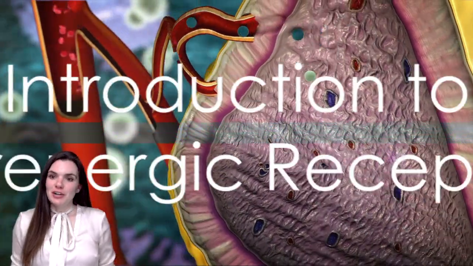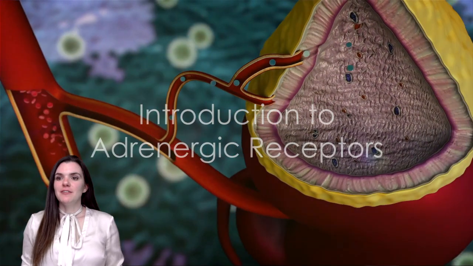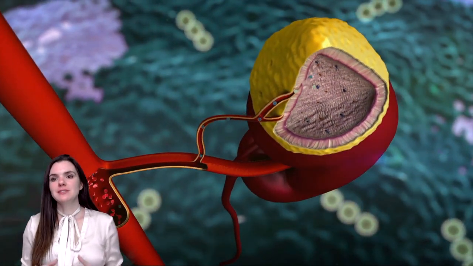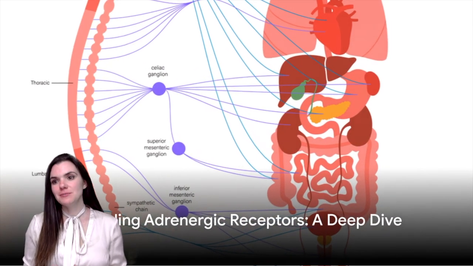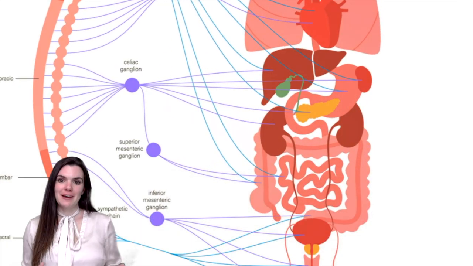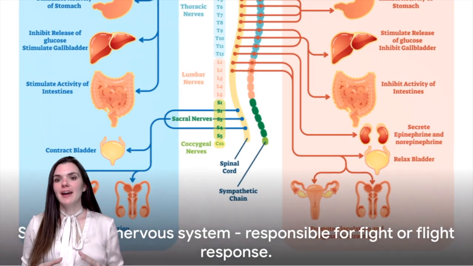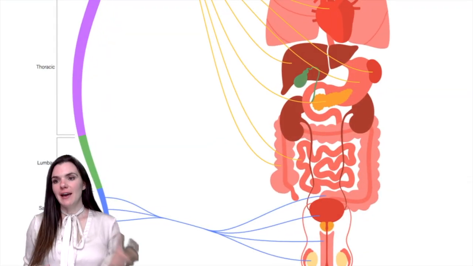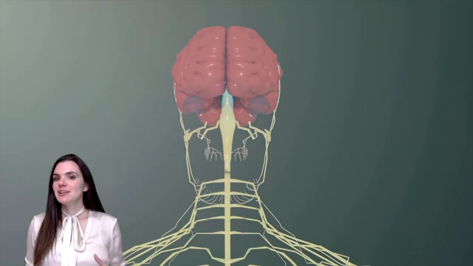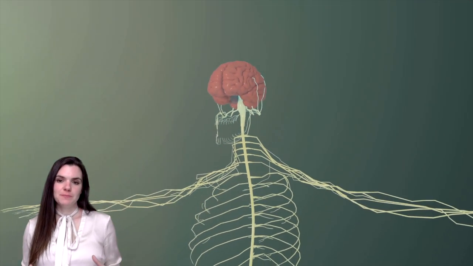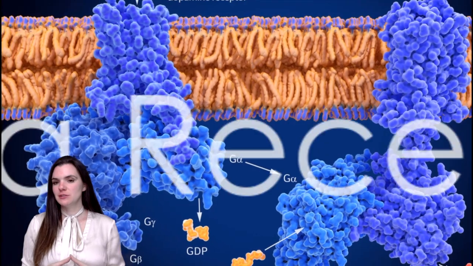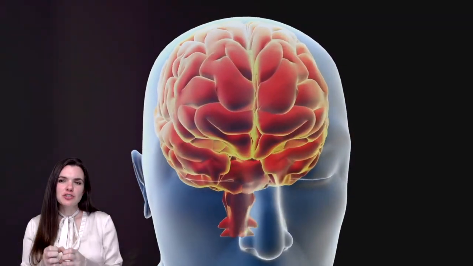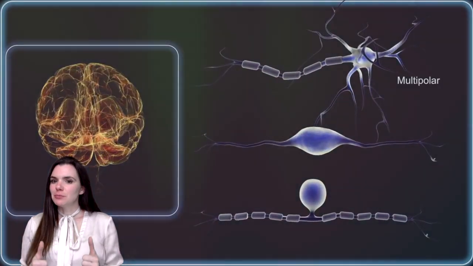In front of us is a chart detailing the actions of adrenergic receptors. These receptors are part of our sympathetic nervous system, the system that governs our fight or flight response. The adrenergic receptors are divided into two main types, alpha and beta, and each has subtypes with different functions. Starting with the alpha receptors. Alpha-1 receptors, when stimulated, lead to vasoconstriction, which increases blood pressure.